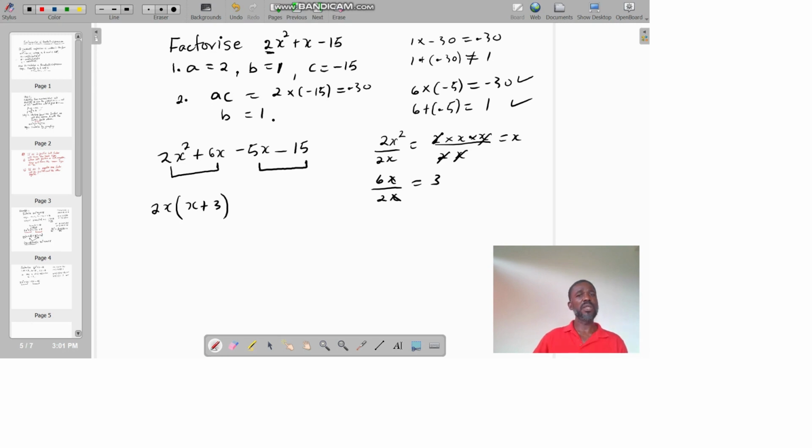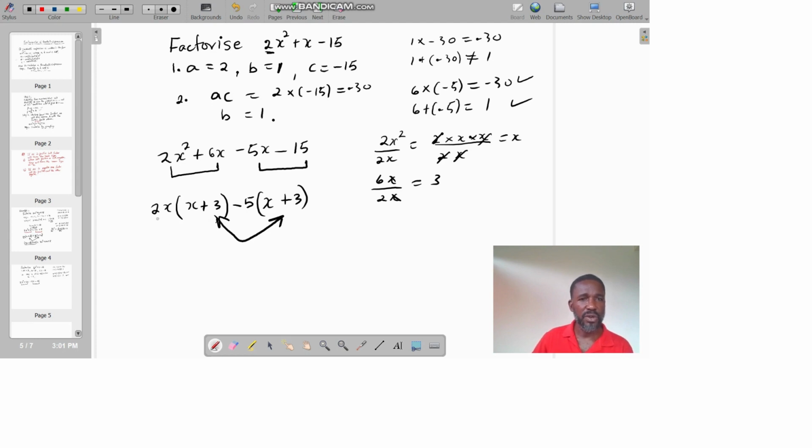And again, remember, whatever is written in the first bracket must also be written in the second bracket. So let's see what is common between negative 5x and negative 15. 5 can go into itself, and 5 can also go into 15. So negative 5x divided by negative 5, the negative 5 will cancel negative 5, so we are left with x. And then negative 15 divided by negative 5 will give us a positive 3, because a negative divided by a negative gives positive. And we must also remember that these two brackets ought to be the same as well.